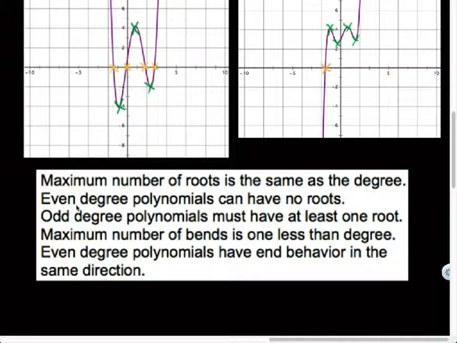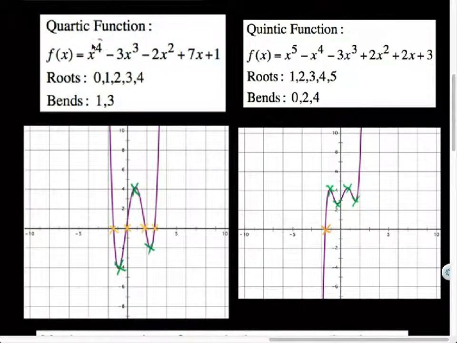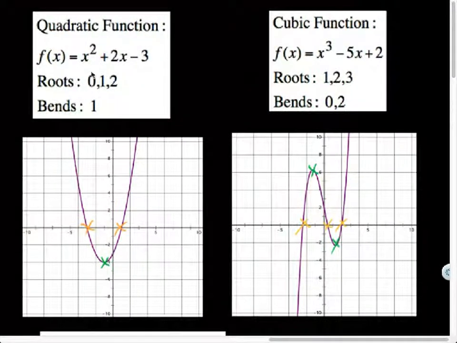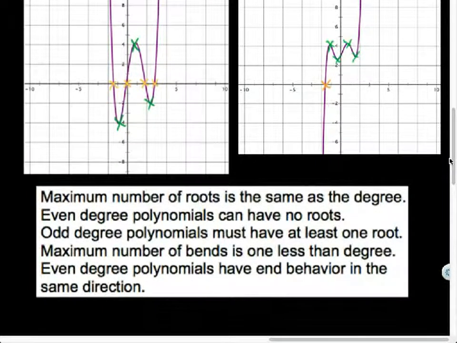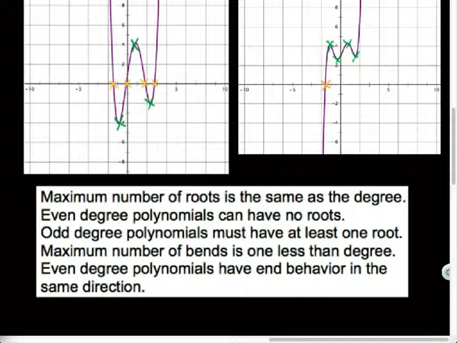Other fact about roots: even degree polynomials, it's possible to have no roots, right? Because they can exist all on the same side of the x-axis, above or below it. And notice, what do I mean by even degree? Even, as in 4th degree, can have no roots. 2nd degree can have no roots. A 6th degree could actually have no roots as well. An odd degree polynomial must have at least one root.